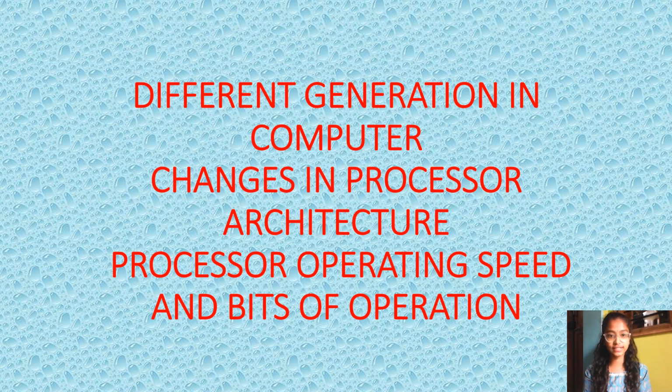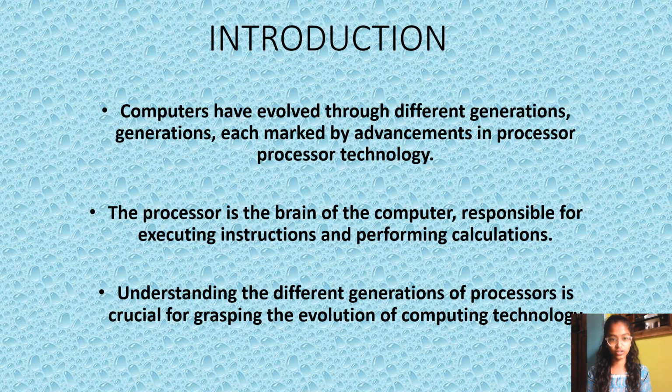In this video, let us discuss the different generations in computers, changes in the processor architecture, processor operating speed and the bits of operation. First, let us see the introduction. Computers have evolved through different generations, each marked by advancement in processor technology. The processor is the brain of the computer, responsible for executing instructions and performing calculations. Understanding the different generations of the processor is crucial for grasping the evolution of computer technology.